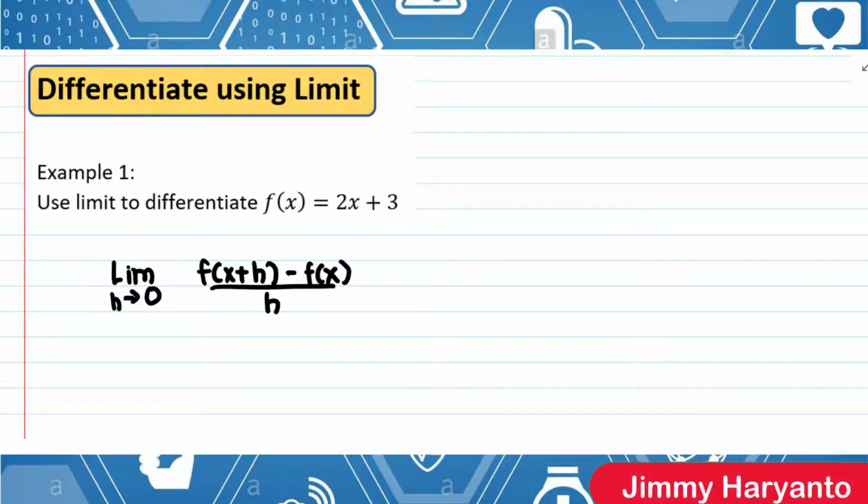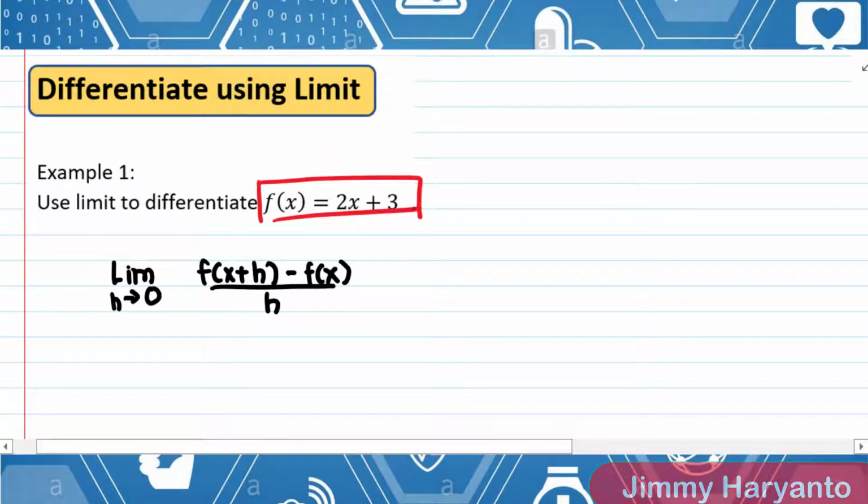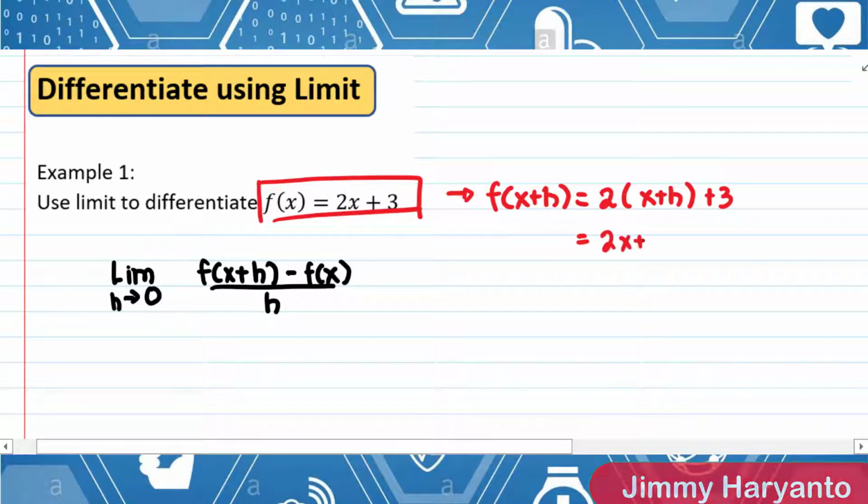But we have f(x), right? We have f(x) as 2x plus 3. We don't know what is the f in the brackets x plus h. So we will find the f in the bracket x plus h first. That means we have to substitute the x with x plus h. And therefore, we have 2x plus 2h plus 3.